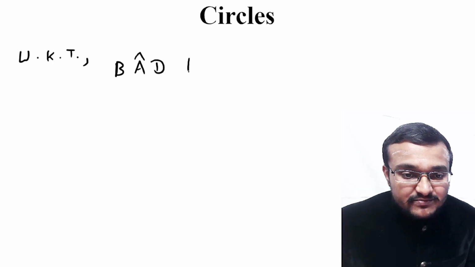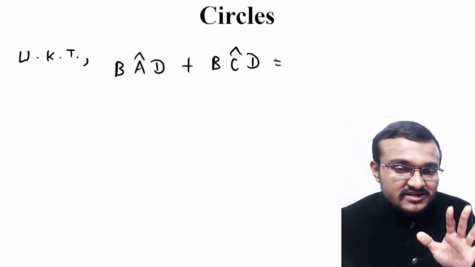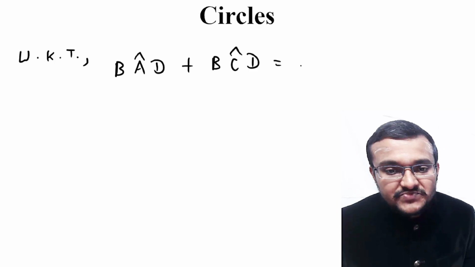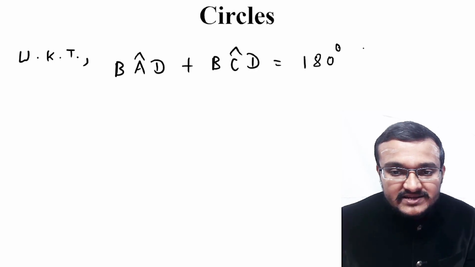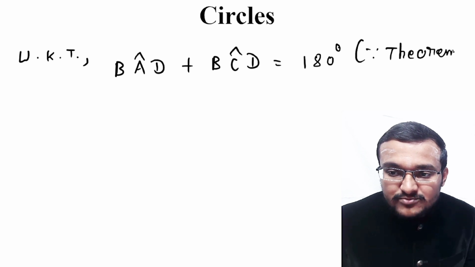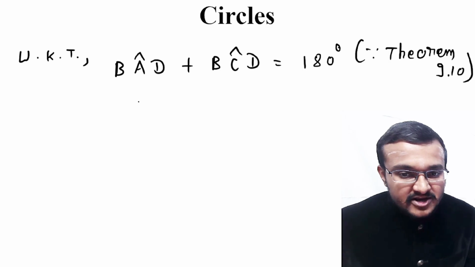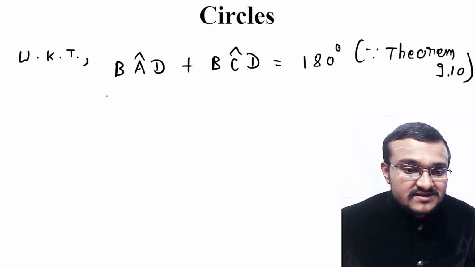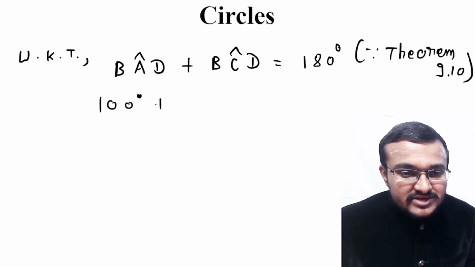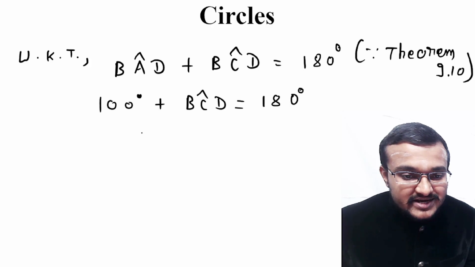So we know that BAD angle plus BCD angle, that is the opposite angles of this particular cyclic quadrilateral, if you add them, that will be equal to 180 degree. This is according to theorem 9.10. So this we have seen in my previous videos. So now BAD is 100 degree. So we have proved BAD as 100 degree. So we don't know what is BCD. So 100 degree plus BCD is equal to 180 degree.